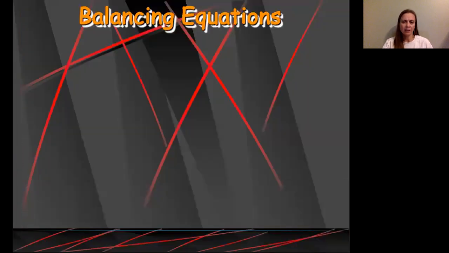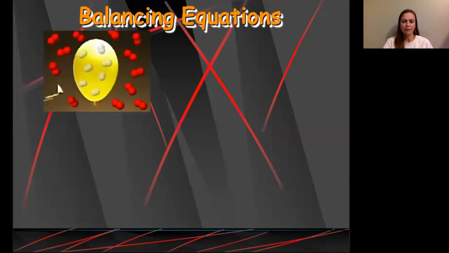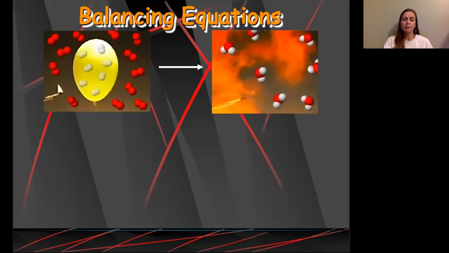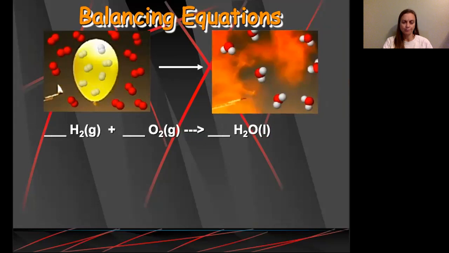If we take this example, we have our balloon filled with hydrogen, and all around our balloon we have air, which of course has lots of oxygen in it. When we add a spark, that balloon is going to explode. We're going to have hydrogen reacting with oxygen to give us water. Again, we have hydrogen, which we're going to write as H2 because it's one of our diatomic molecules, reacting with oxygen, which again we're going to write as O2, one of our diatomic molecules, to give us liquid water.